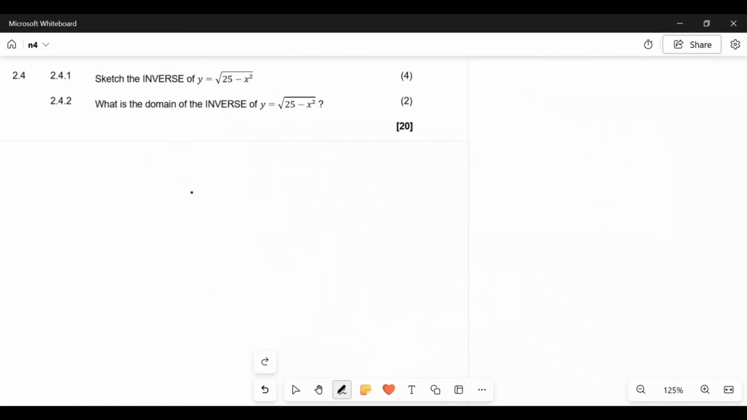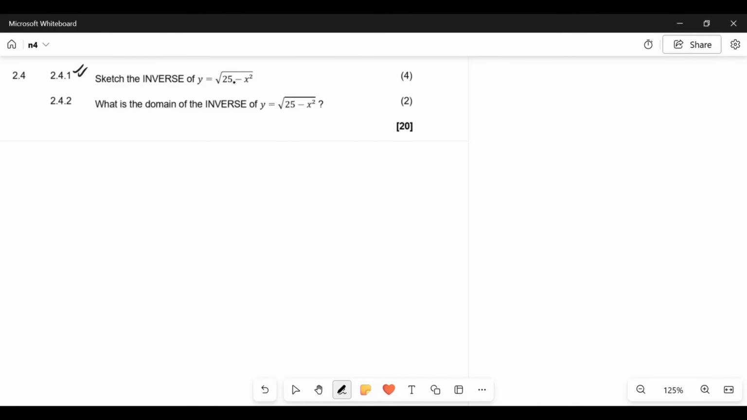All right, guys, let's look at question 2.4. Now, question 2.4 has two questions as well. It is 2.4.1 and 2.4.2. Now, we're going to start with 2.4.1. They want us to sketch the inverse of y equals root of 25 minus x squared. Now, this here, guys, is a semicircle, but they want us to draw the inverse graph of this semicircle.